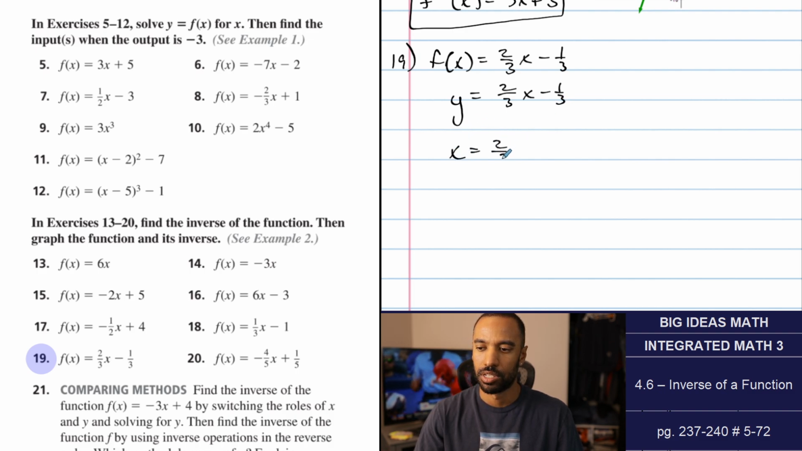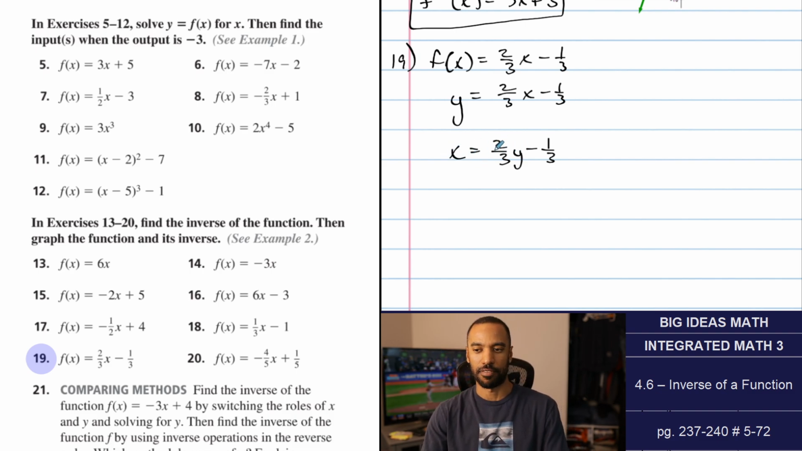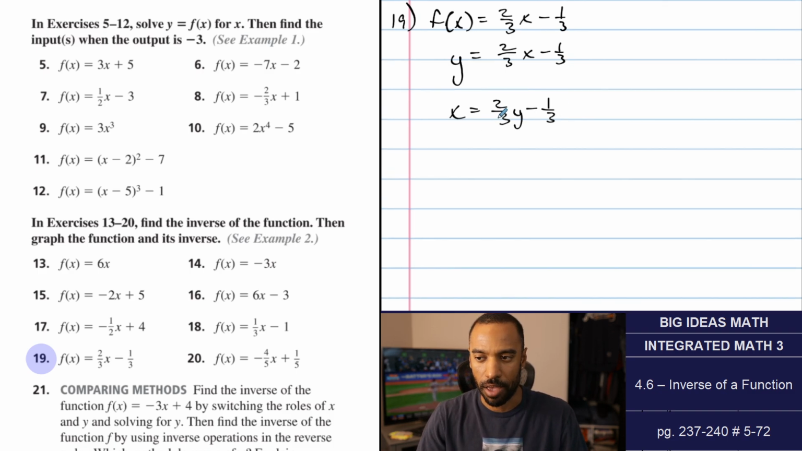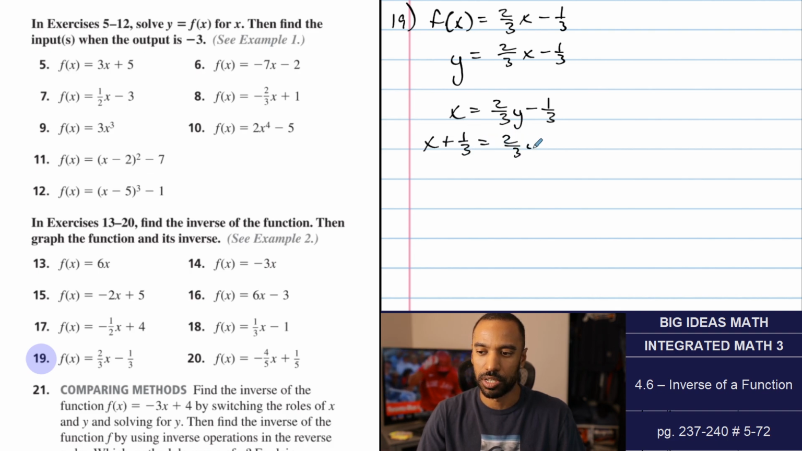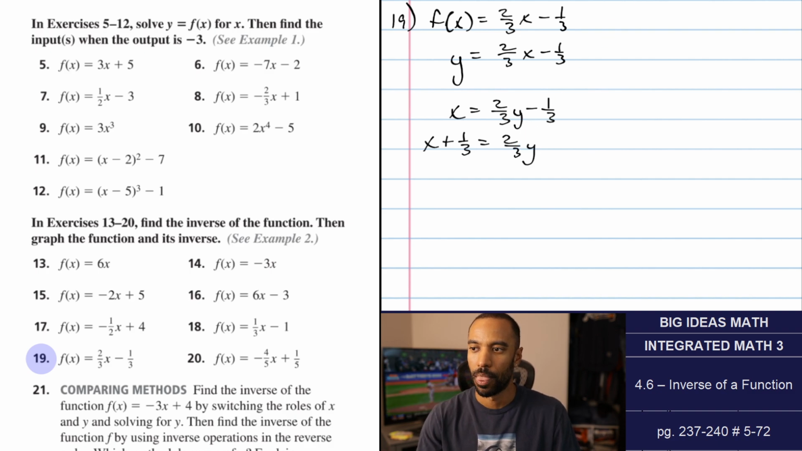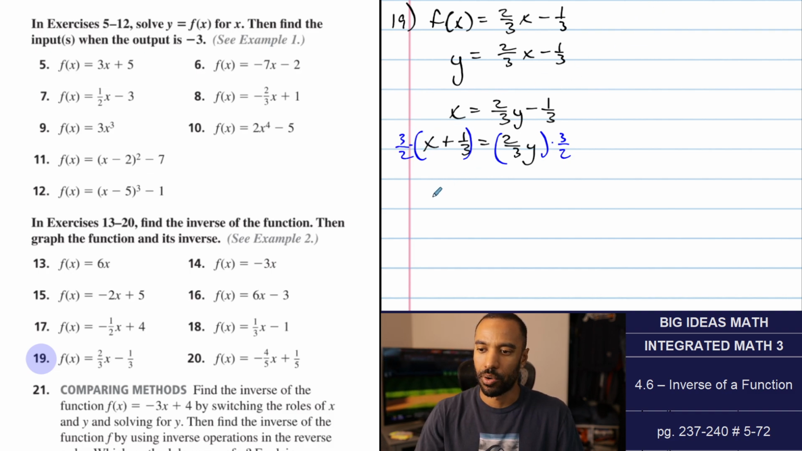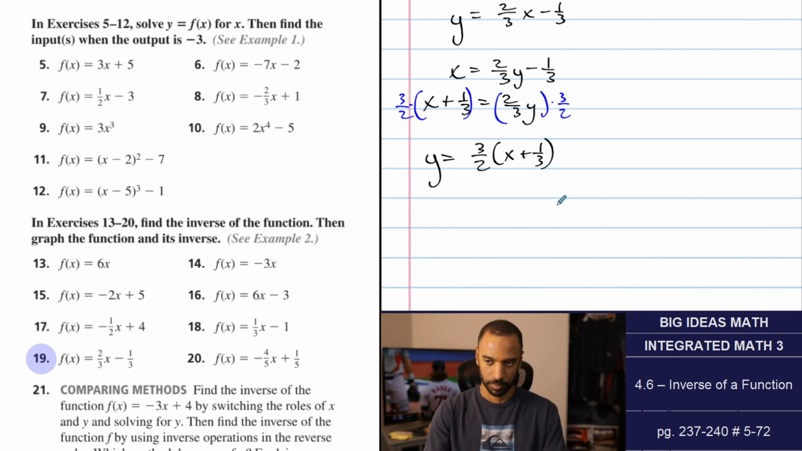X equals 2/3 y minus 1/3. And again, if you had a graphing calculator where you can graph it out of x equals, you can type this in and boom, that will be the inverse graph. But if we want to graph things in proper slope-intercept form, let's get y by itself. If we want to use inverse notation, we have to get y by itself as well. We're going to multiply both sides by 3 over 2. And here we're going to get y equals 3 over 2 times x plus 1/3. We're going to distribute that.